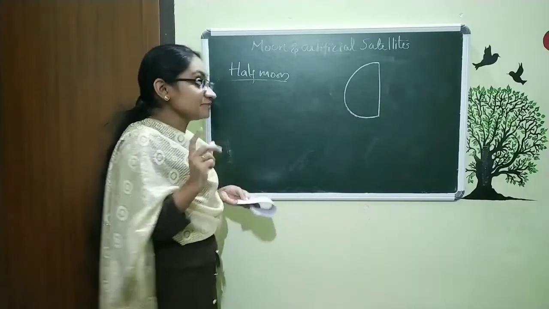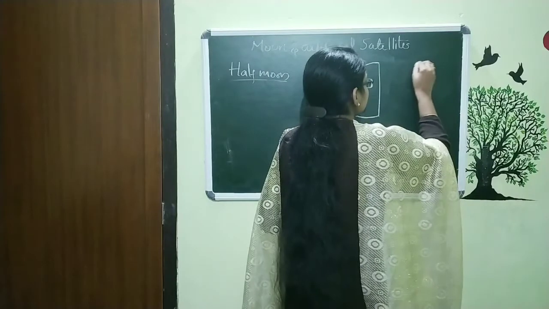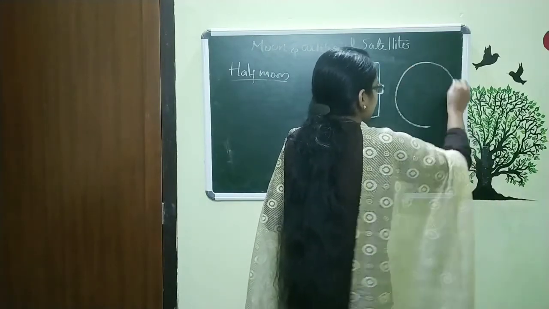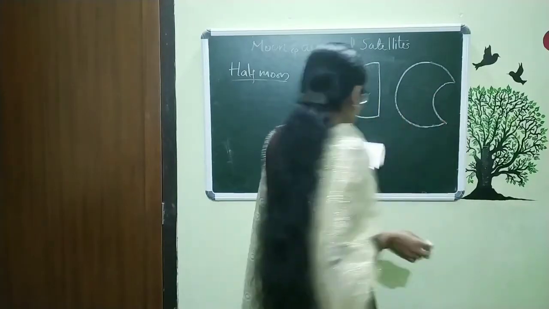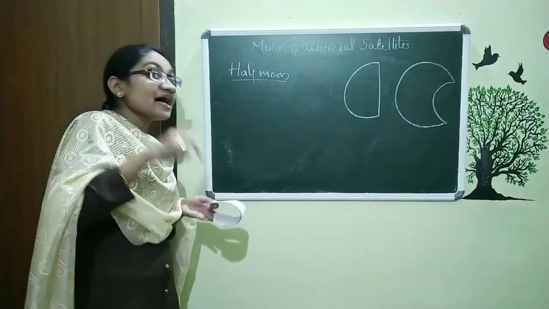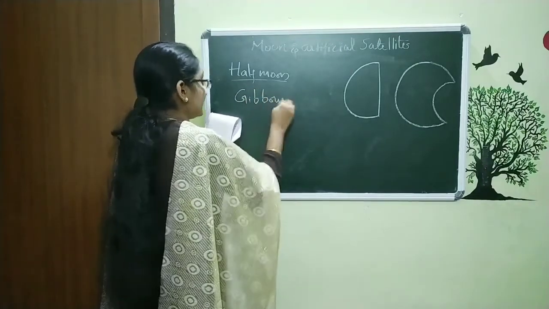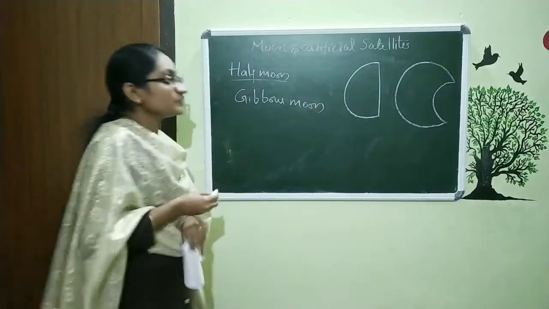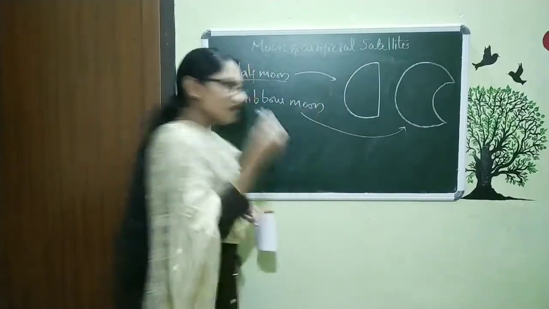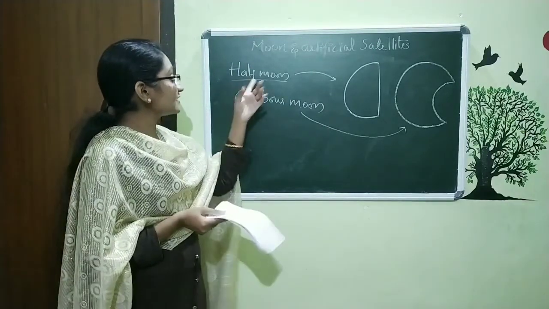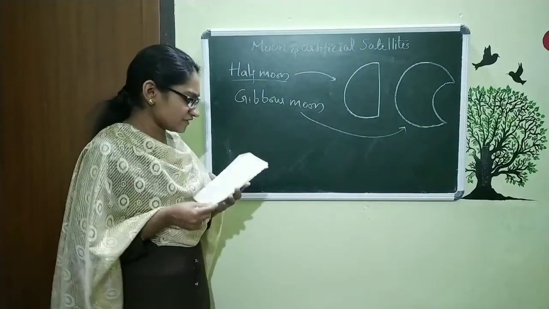And then in some cases we can see the moon greater than this half moon. That means in some cases we can see more than half of the moon. That is the gibbous moon. Gibbous moon means we can see greater than half portion. Half moon means we can see half of the portion of moon. So this is half moon and gibbous moon. For this you just want to study the terms only. No need of definitions.